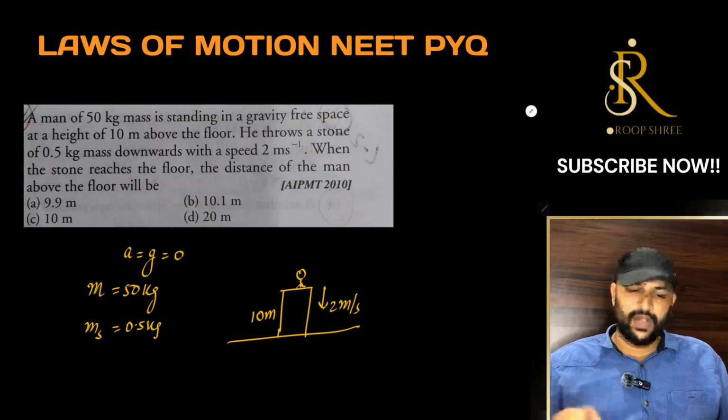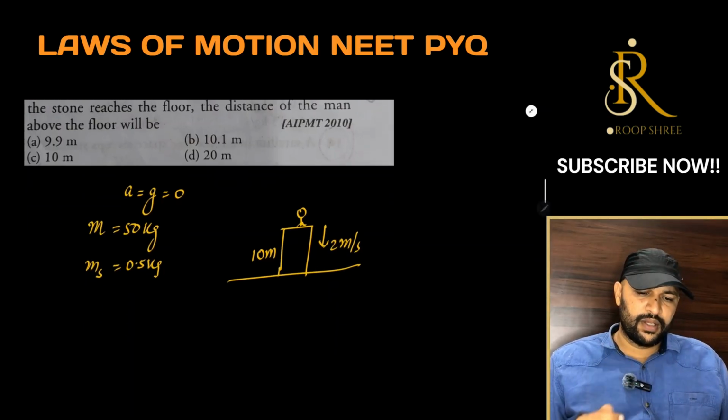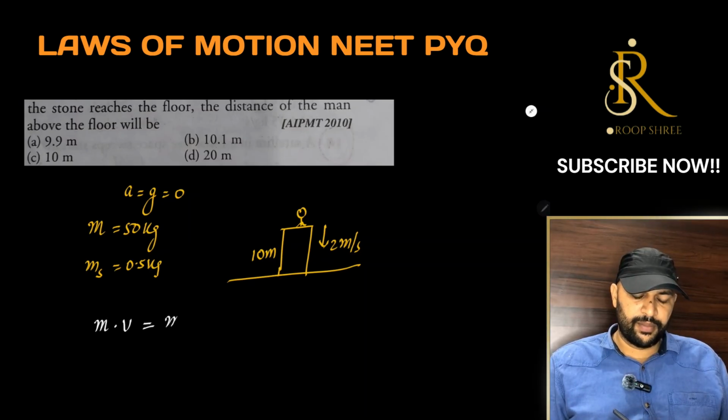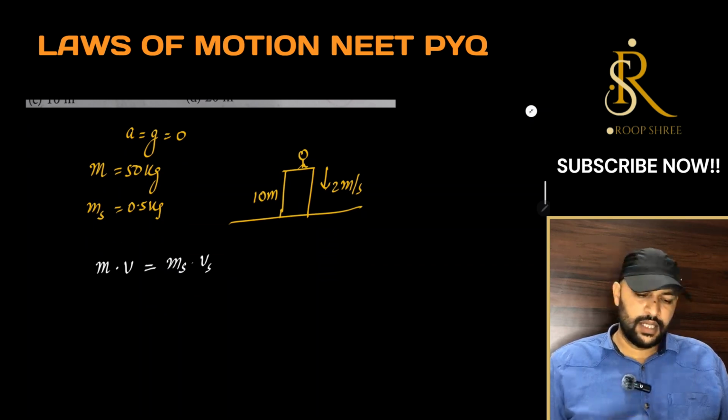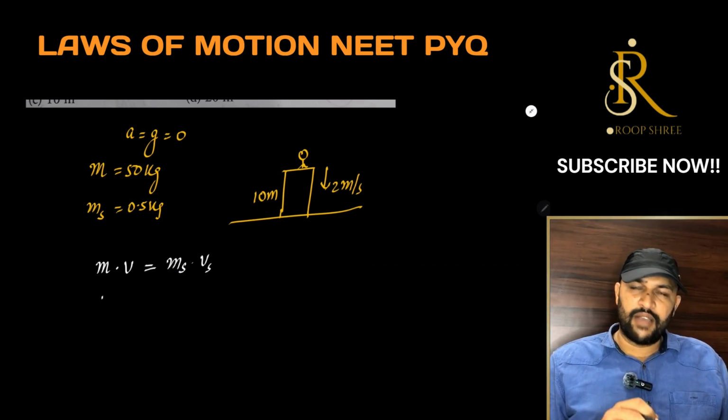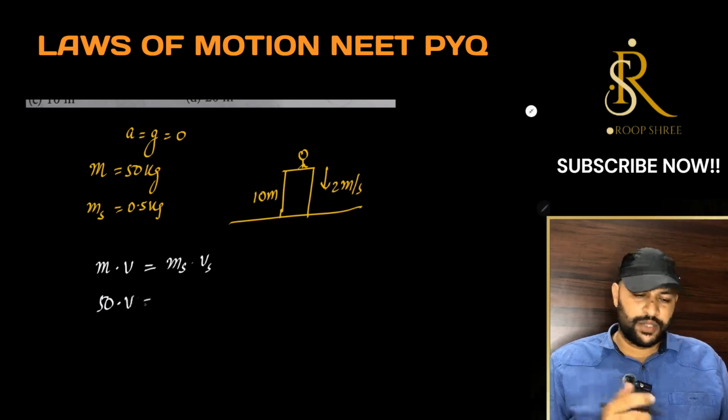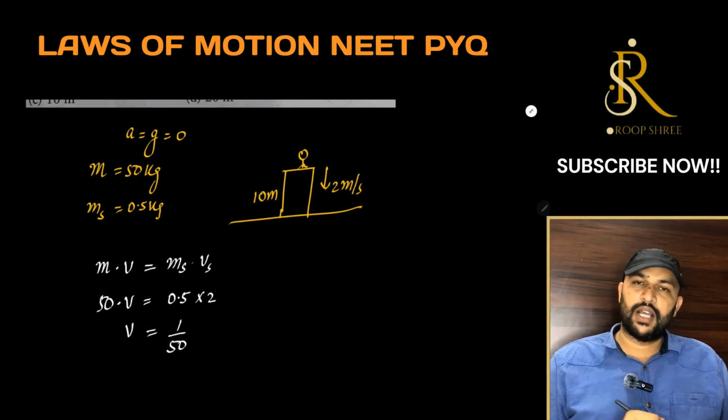Okay. So we will use a very basic concept here, and that is conservation of momentum. So the mass of the man times the velocity of the man will be equal to the mass of the stone times the velocity of the stone, right? Very simple concept. Every action has an equal and opposite reaction. So mass of the man 50, velocity of the man we don't know, mass of the stone 0.5 and velocity of the stone 2 meters per second. So velocity of man will be how much? 1 by 50 from here. I hope this is clear.